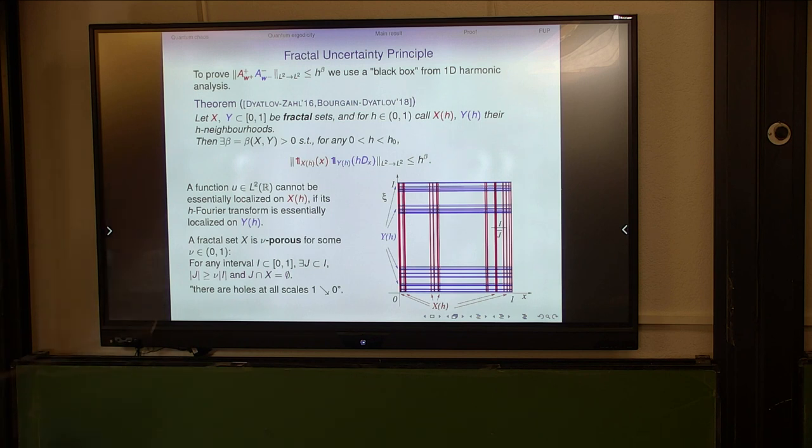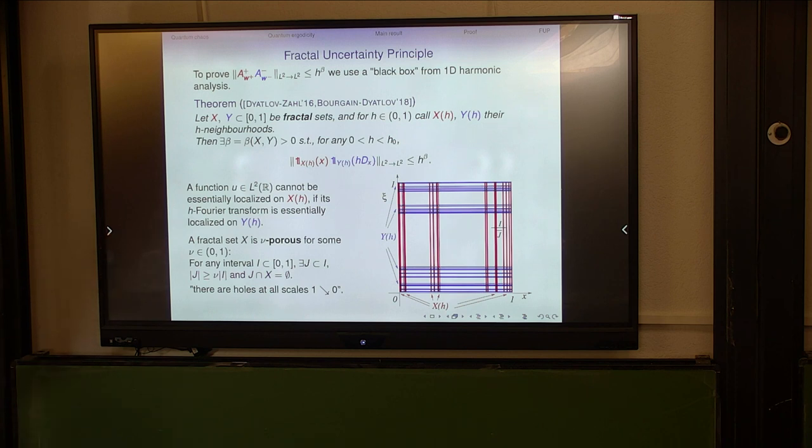This type of estimate was introduced by Dyatlov and Zahl. They were interested in the question of resonances in hyperbolic surfaces of infinite volume, infinite area. They were interested in resonance gaps, gaps in the distribution of resonances. And then they realized that they could use this also in the setting of compact hyperbolic surfaces.